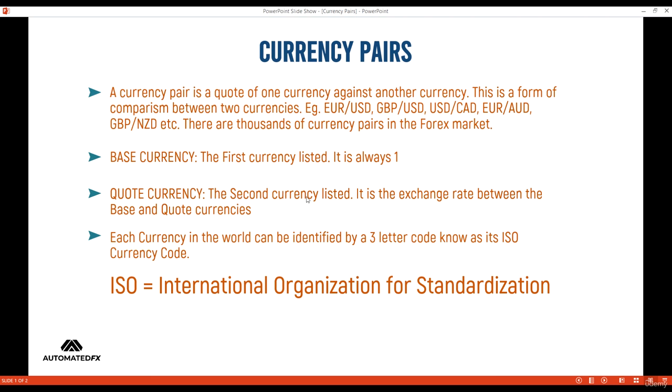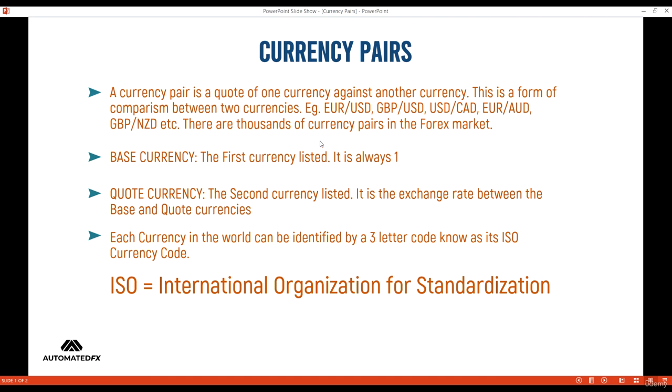And then we have the quote currency. This is the second currency listed, and it is the exchange rate between the base currency and the quote currency. In GBP/USD, USD is the quote currency because it's the second currency listed. In USD/CAD, we have CAD as the quote currency. In EUR/AUD, we have AUD as the quote currency, and in GBP/NZD, we have NZD as the quote currency. So that's the idea of base currency and quote currency.